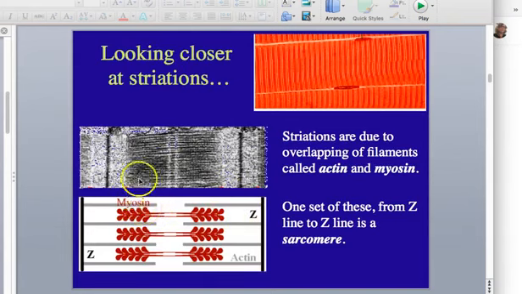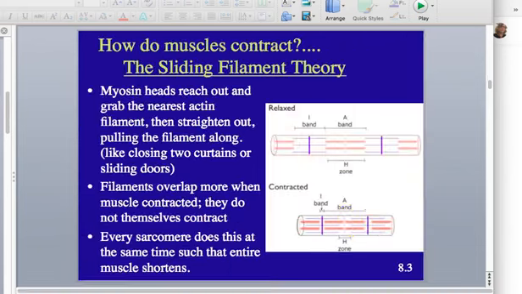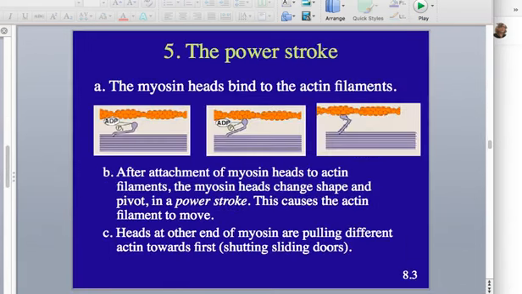So troponin has moved tropomyosin. Myosin now can attach to actin. It's happening on both sides. As soon as it attaches to actin, it contracts and the whole thing pulls together closer. Very exciting. Everybody's happy. Cool. So then what happens?